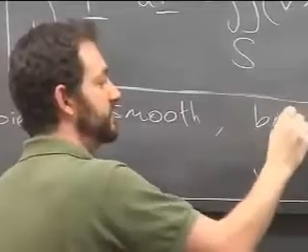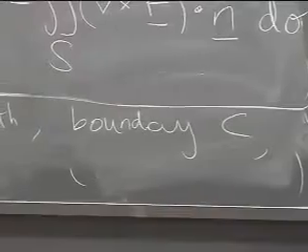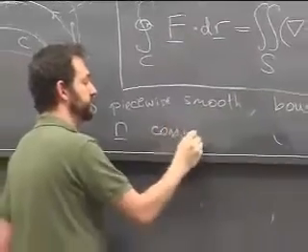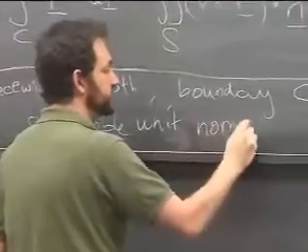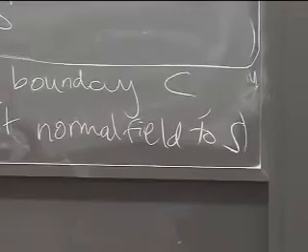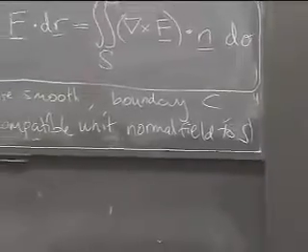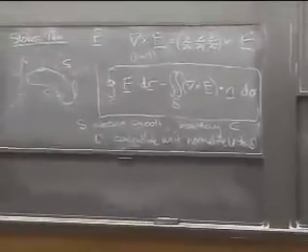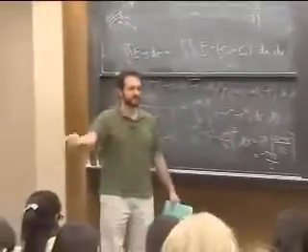The boundary is C, oriented the same way, and N is the compatible unit normal vector field to S, as it was before. C is just the boundary of it. It's the rope, exactly. It's the edge, and then you close it with something. This is like a tent. C is the boundary around the bottom of the tent.